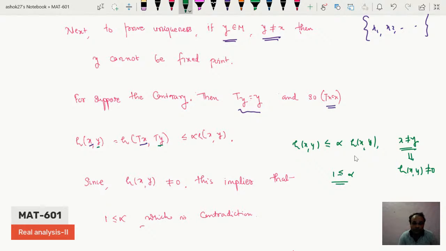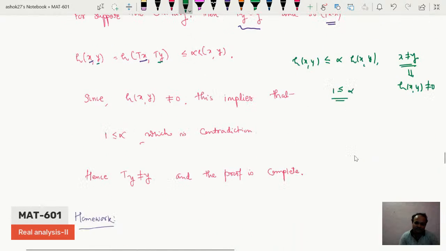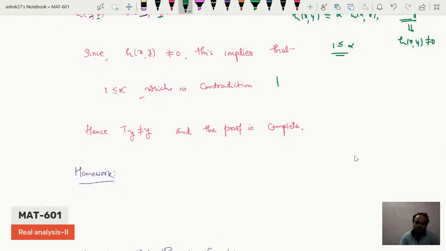This is a contradiction. Since rho xy is not equal to 0, this implies that alpha is greater than or equal to 1, which contradicts alpha being less than 1 and greater than or equal to 0. We got this contradiction because we assumed that y is another fixed point, that is Ty equal to y, which is not true. Therefore there is only one fixed point.